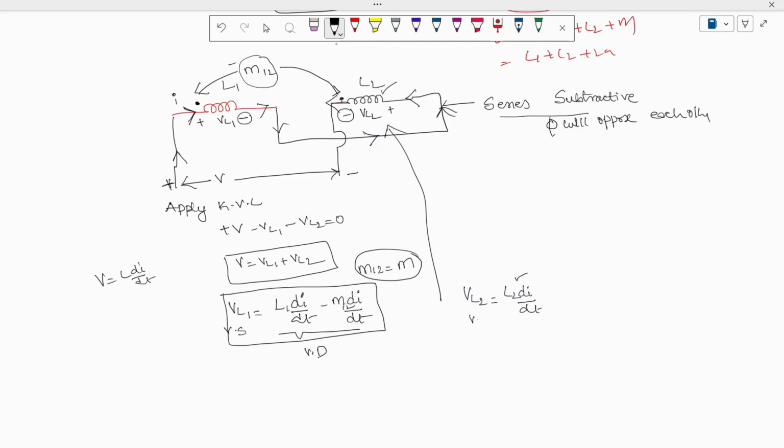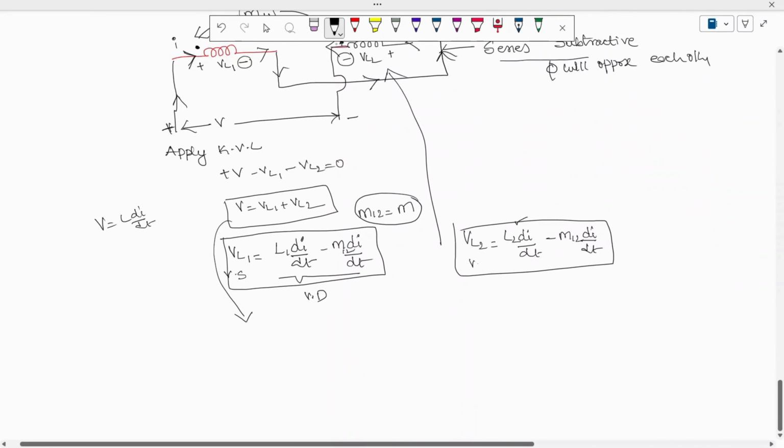and here you can see the mutual inductance: to this coil the current is entering the dot, to this coil the current is leaving the dot. I can write down minus M12 di by dt. So now use the first equation as well as the second equation and apply them in the original equation.